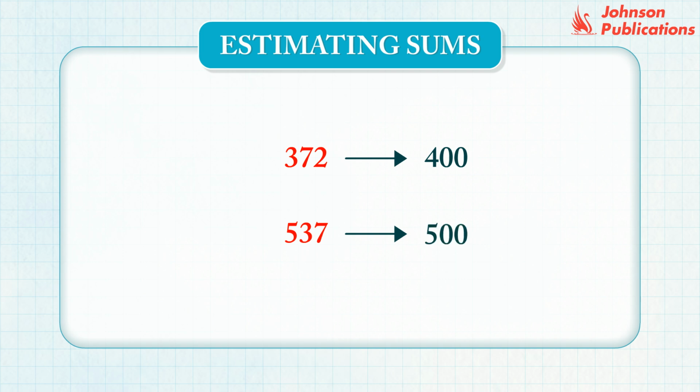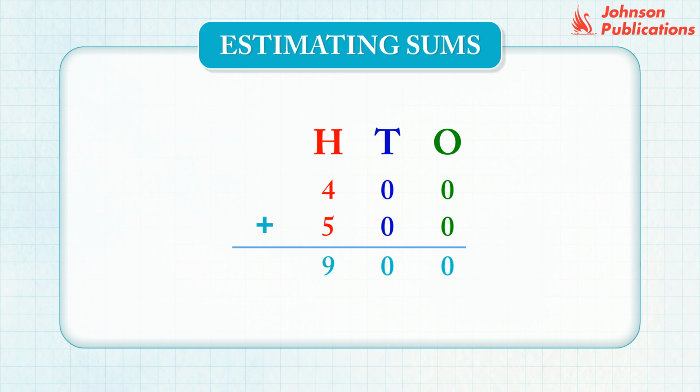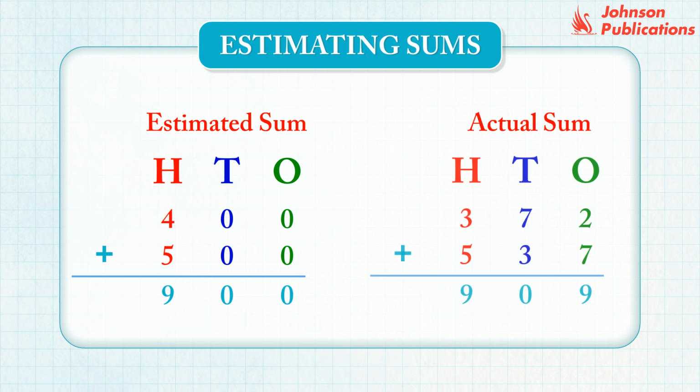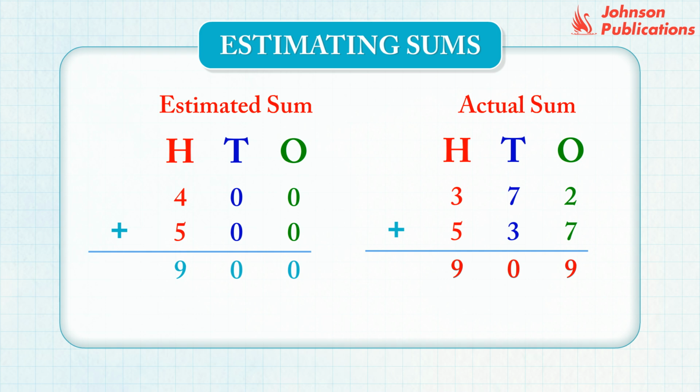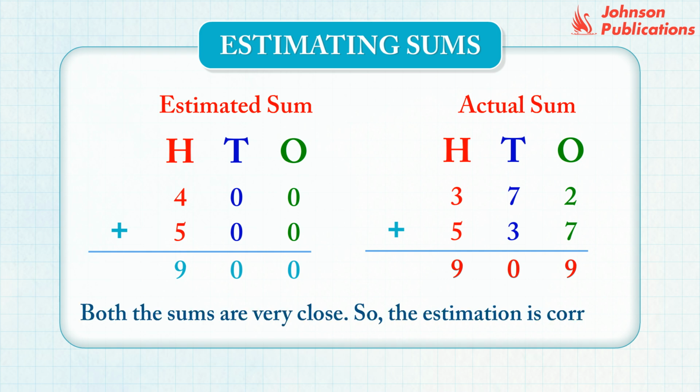Now, add the rounded off numbers. 400 plus 500 is 900. If we add the actual numbers, we get 909. We can see that both the sums are very close. So, the estimation is correct.